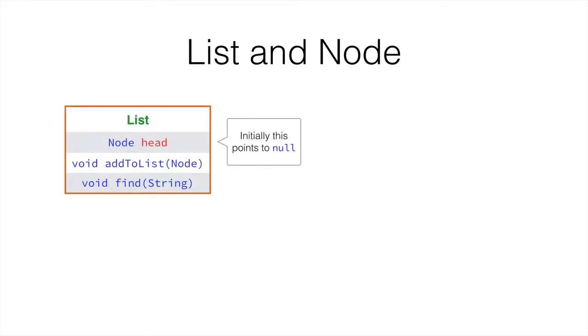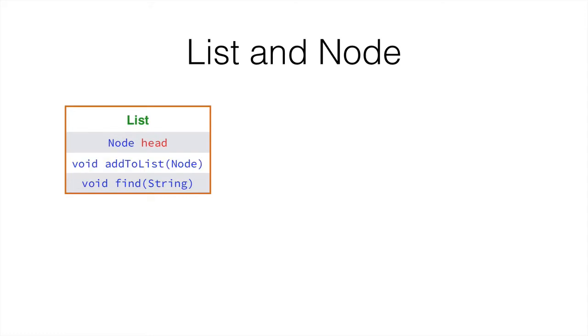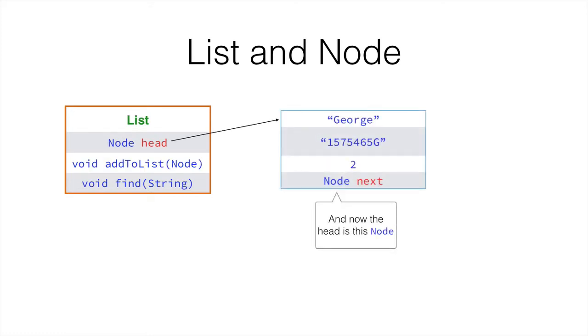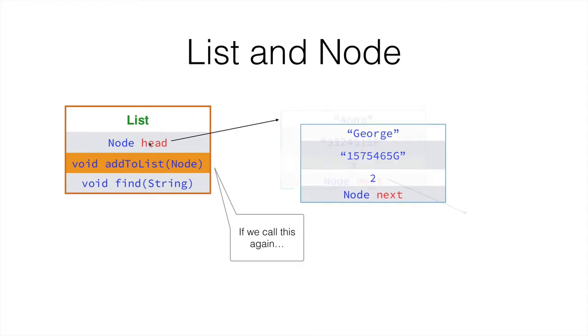So we have our list, which is this, and the head initially points to null. And then we call the add_to_list method and we give it a node. This creates the first node by making the head, instead of point to null, point to this new node that we've added. So this is now the head. And then we call this method again. What happens is that the current head is going to move, and this variable is going to point to the new node, like so.